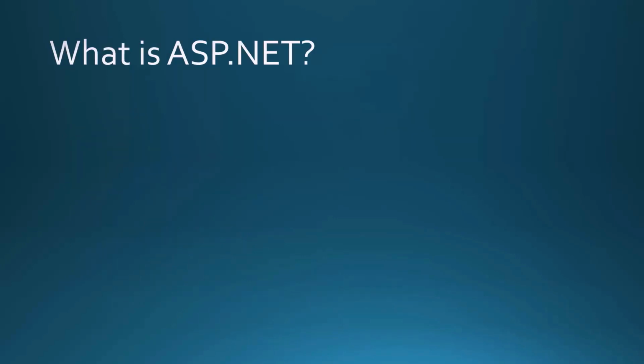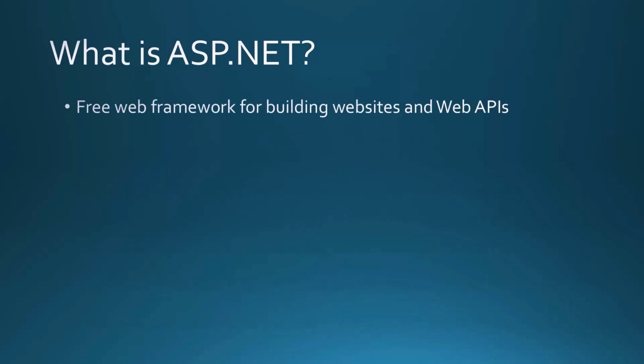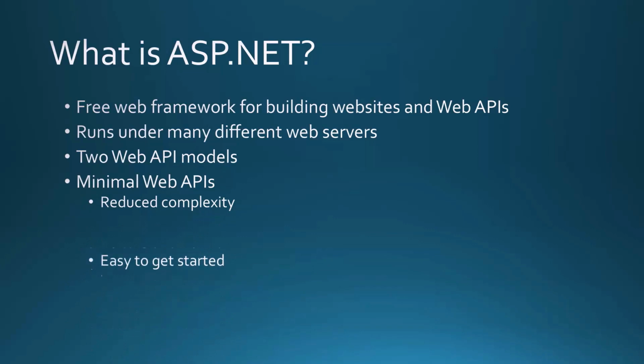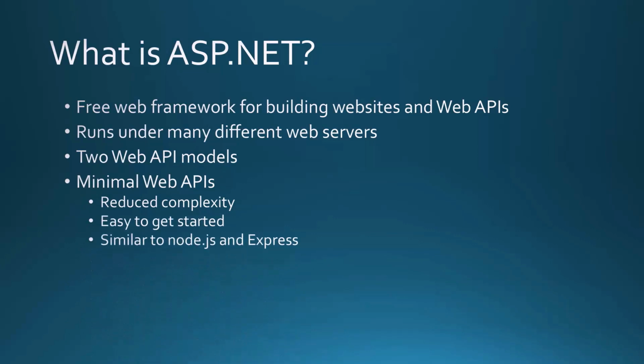To build web APIs, you need to have some sort of server and some sort of software running. We're going to be using ASP.NET, which is a free web framework from Microsoft that we can use to build either websites or web APIs. It runs under many different web servers, and there are two web API models that we can take advantage of. There's minimal web APIs, which are very much reduced complexity to get started. They're very easy to get started with. It's very similar to Node.js and Express if you've used those.